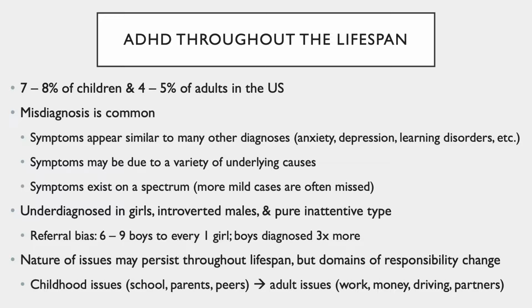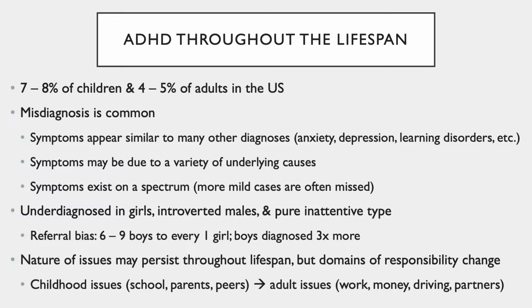The nature of issues in terms of ADHD tend to persist throughout the lifespan, but the domains of responsibility change. So as adults, people with ADHD don't tend to struggle with issues with their teachers anymore, but it might be their spouse instead. So whereas childhood issues tend to occur mostly at school, with parents, and with peers, with adults, you see those symptoms playing out in terms of poor money management and impulsive spending, issues at work with bosses and coworkers, issues with driving in terms of road rage or erratic driving patterns, and issues in romantic relationships. If the partner does not understand ADHD, it's very likely that romantic problems are going to occur. It does take understanding and insight to know what is ADHD and what is an issue in the relationship.